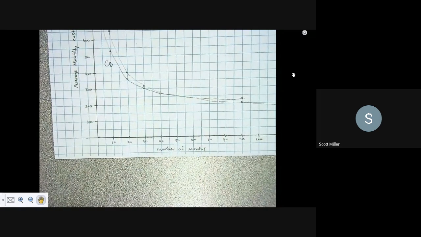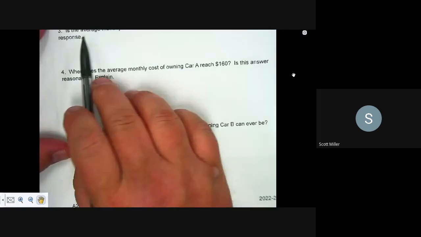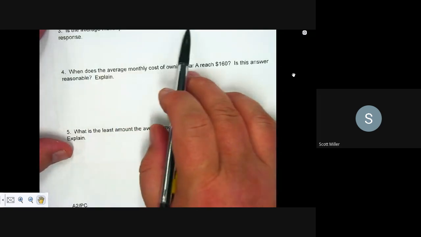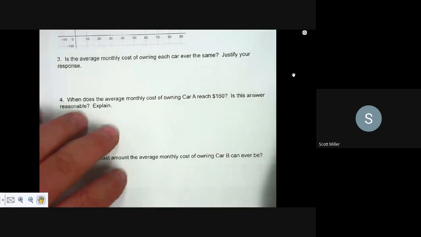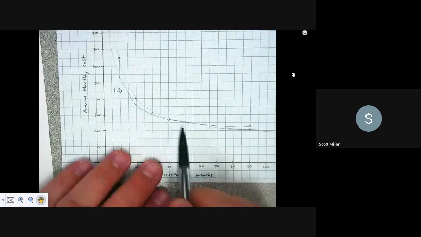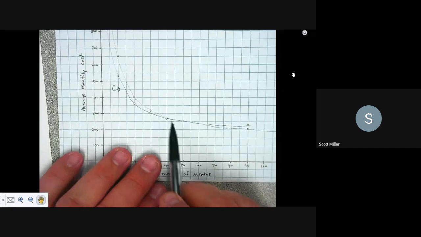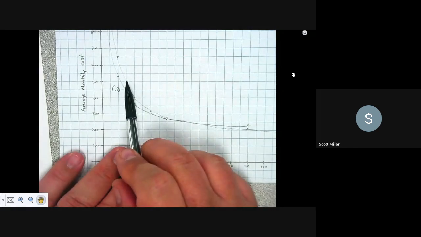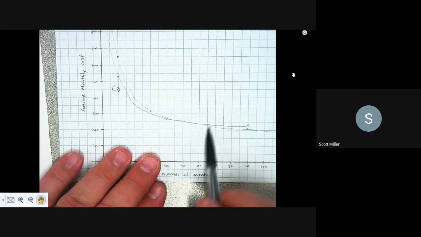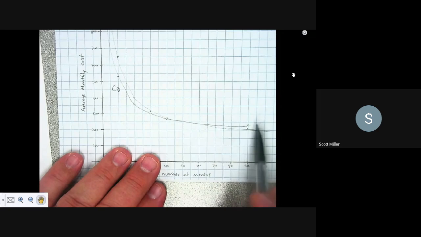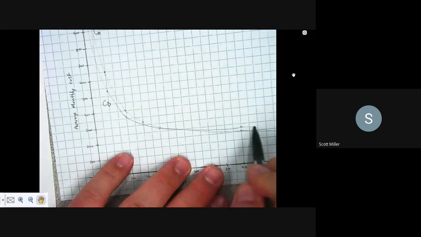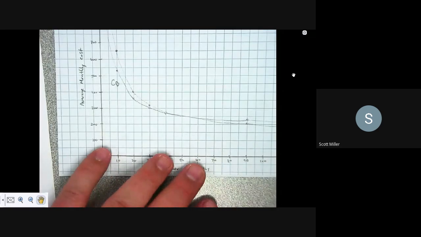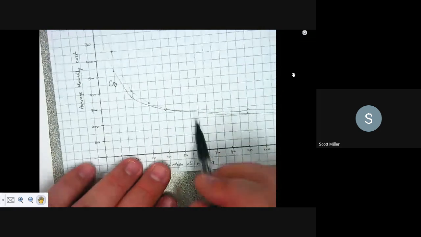So once we have a graph drawn over here, we're going to still use the calculator to answer some of these questions. Is the average monthly cost of owning each car ever the same? Justify your response. Well, I can see from my picture that yes, indeed, they are, because they switched places. Car A was on top, then car B was below it. Then at some point here, it switched because now car B is above car A in cost. So where does that occur?